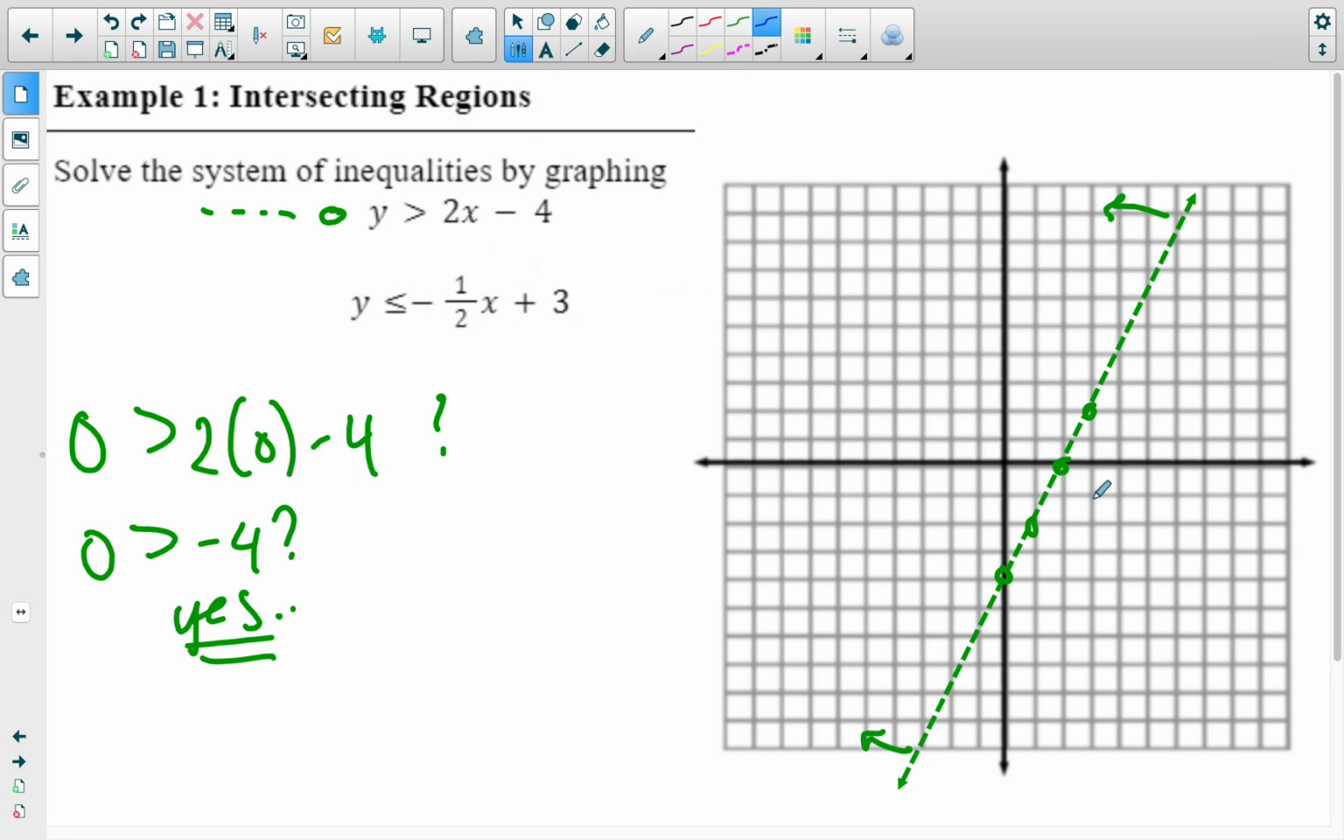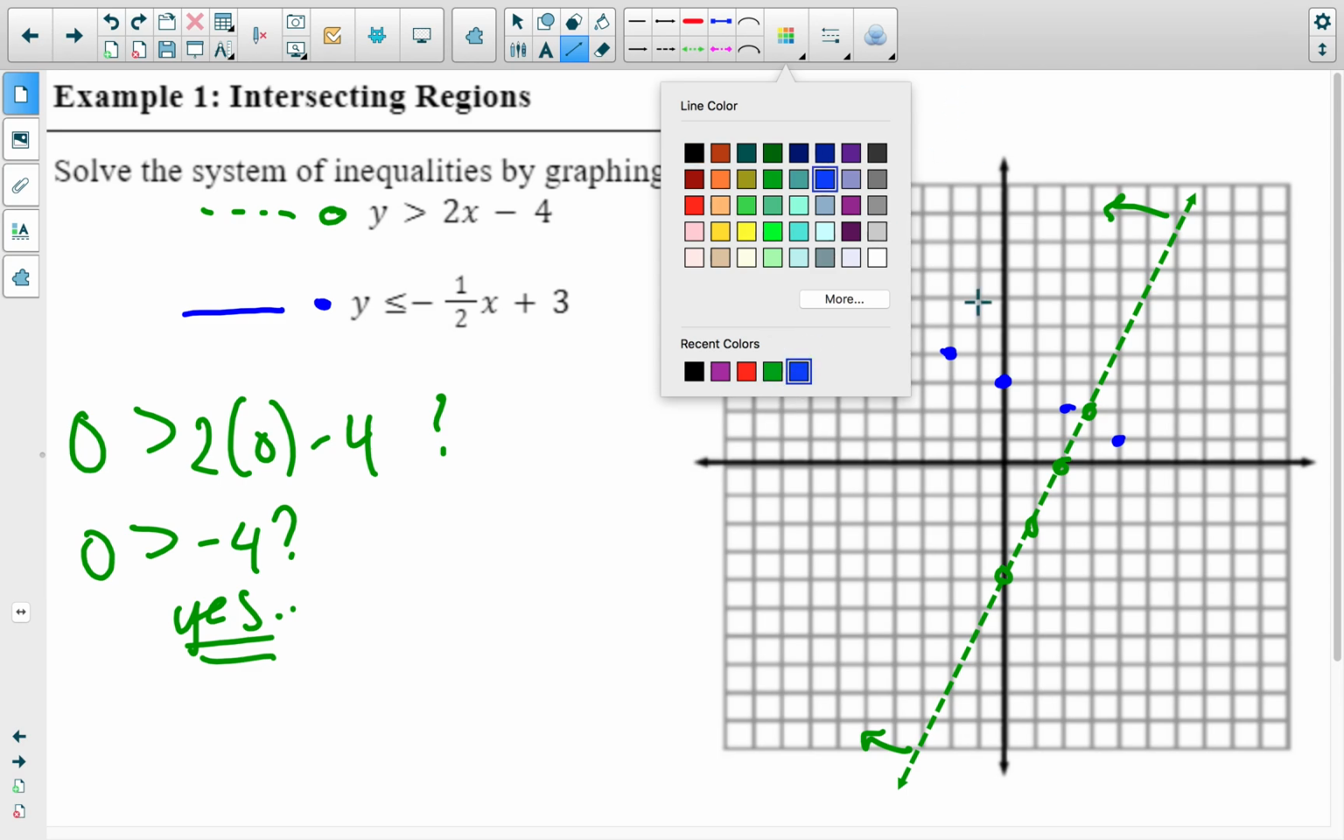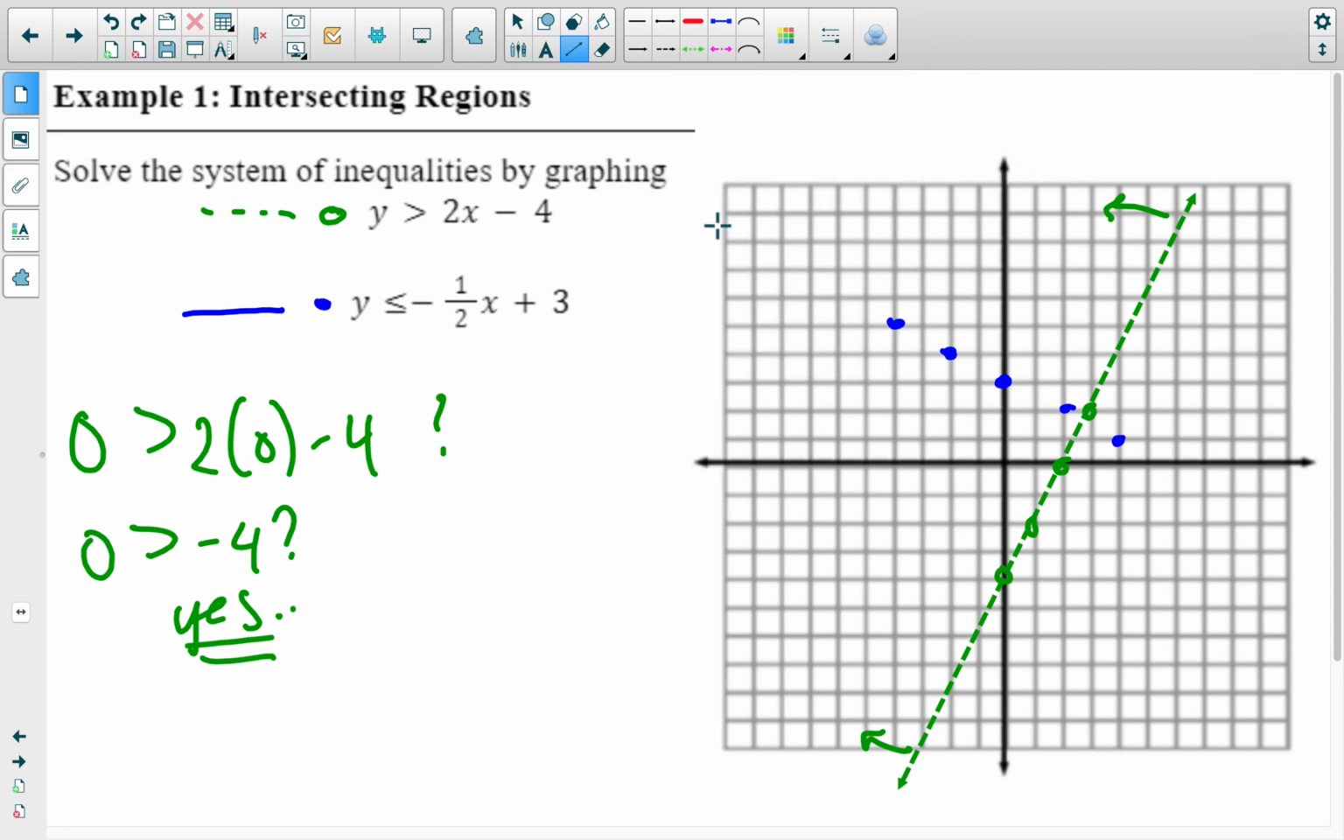So let's graph the second inequality. That y-intercept is up at 3, and this is going to be a closed circle, solid line because of that less than or equal to symbol. And then using our slope, we can go up 1, left 2, up 1, left 2, down 1, right 2, down 1, right 2, and we can keep going. And then I'm going to create my line. So I want a solid line. I want it to have arrows on both ends, and I'm going to make it blue so that it matches. And so let's sketch that.